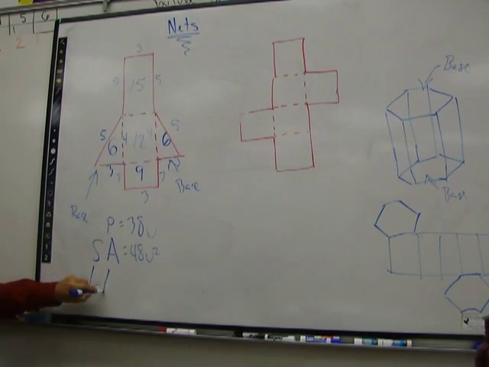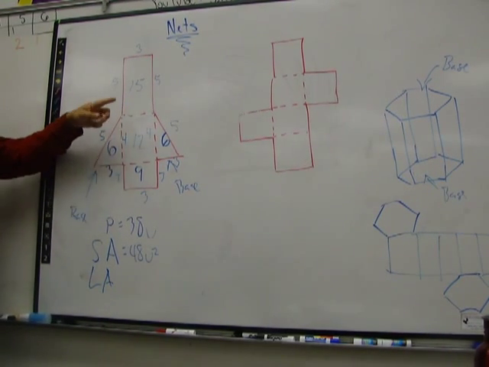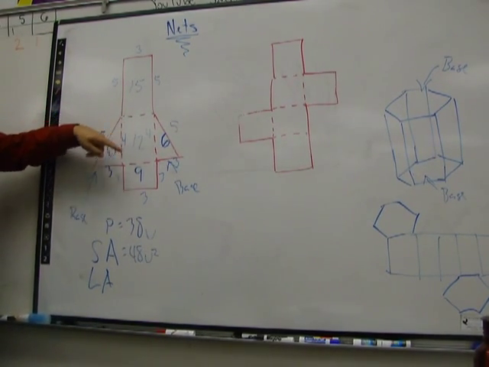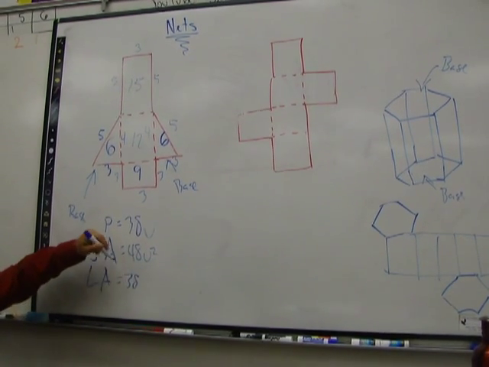If we're doing the lateral area, that's pretty easy. The lateral area is just the walls. So 15 plus 12 is 27, plus 9 is 36.